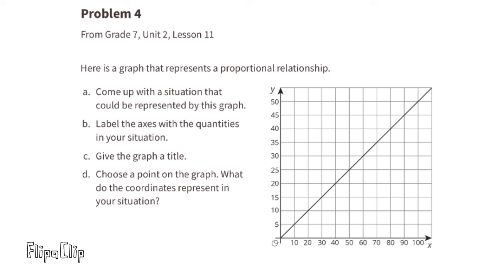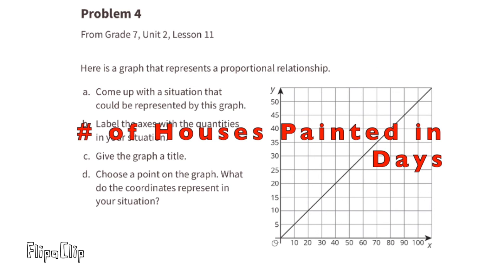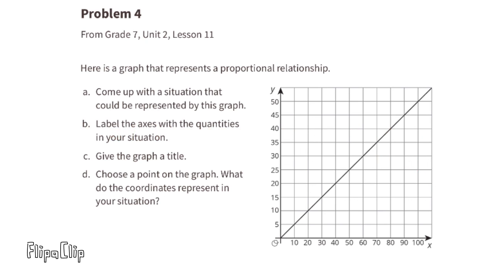C. Give the graph a title. I could title this graph, Number of Houses Painted in Days. D. Choose a point on the graph. What do the coordinates represent in your situation? I choose the point at coordinates (20, 10). 20 represents the number of days, and 10 represents the number of houses painted. In 20 days, 10 houses were painted.